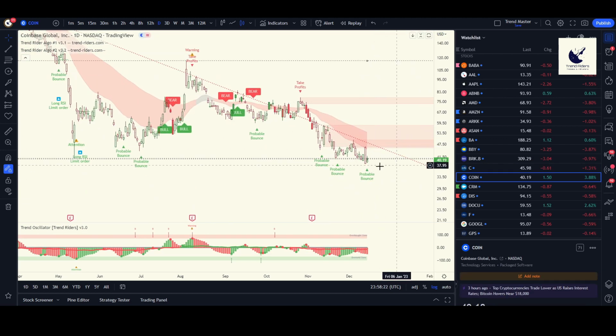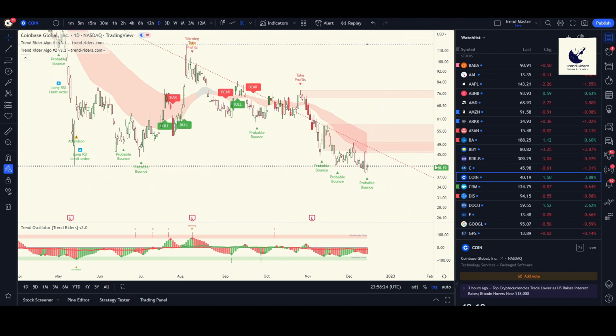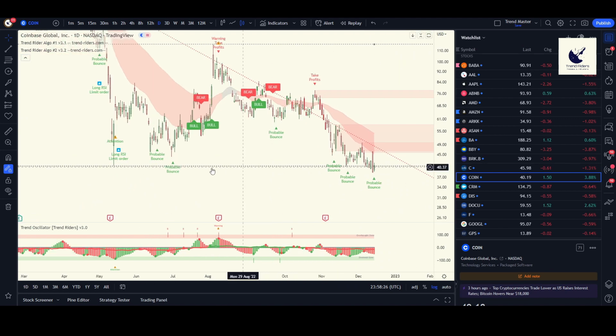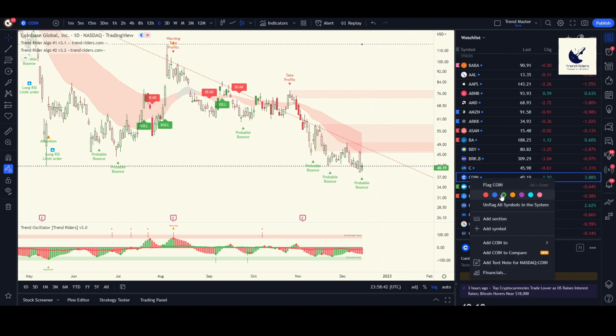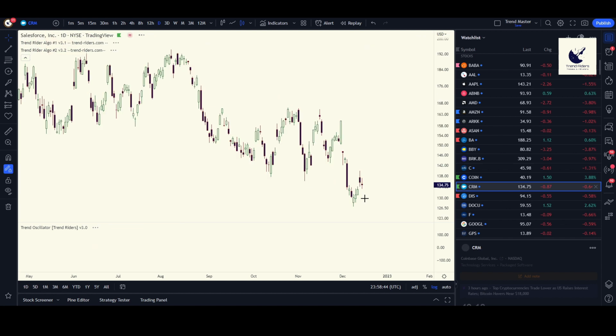Coinbase. So Coinbase has this probable bounce signal, but it's below this resistance line, and has this zone very close, 45, currently 40. Yeah, this could be a potential long if it breaks this resistance line right now. So I'm going to tag this with a potential long.